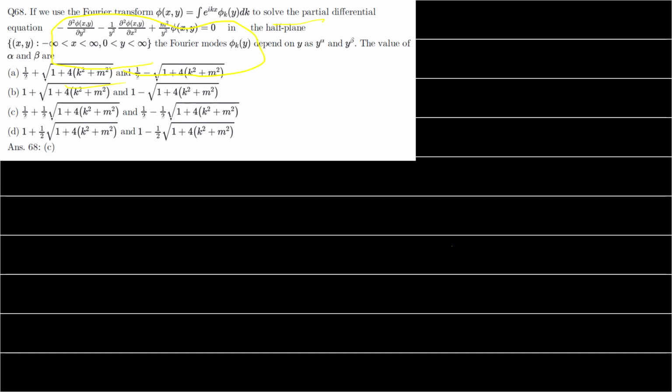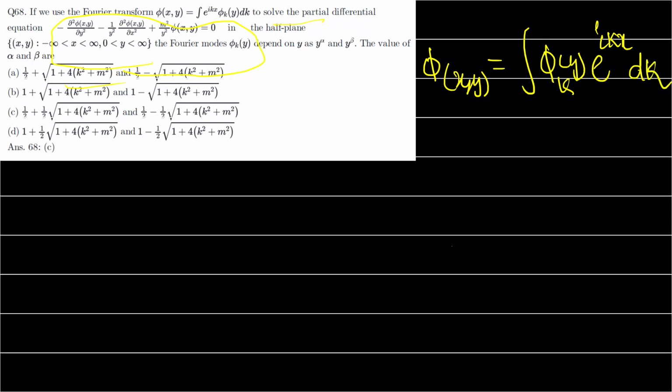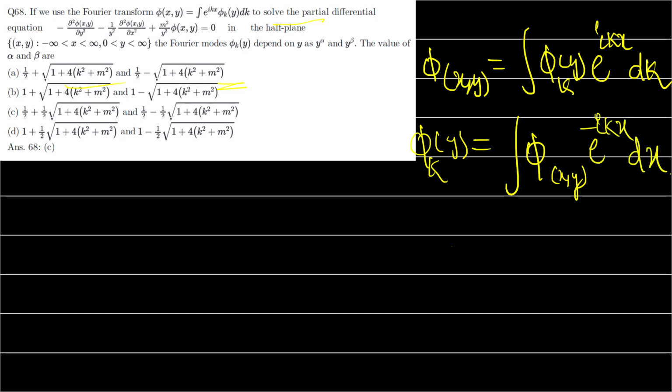Now first, it is given that phi(x,y) is equal to the integral of phi_k(y) e to the power ikx dk. Here, while solving the differential equation, we have to find phi_k. So for finding phi_k, you will use the inverse Fourier transform. That is, it will become the integral of phi(x,y) e to the power minus ikx dx. By this we can find phi_k(y) from phi(x,y).